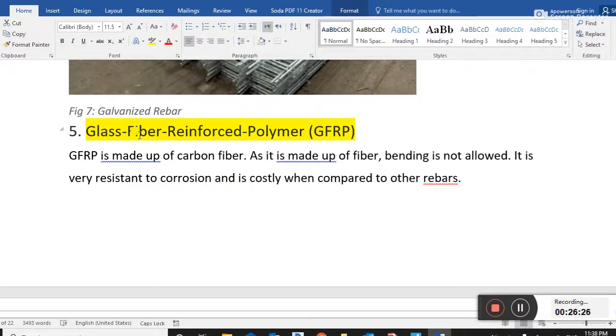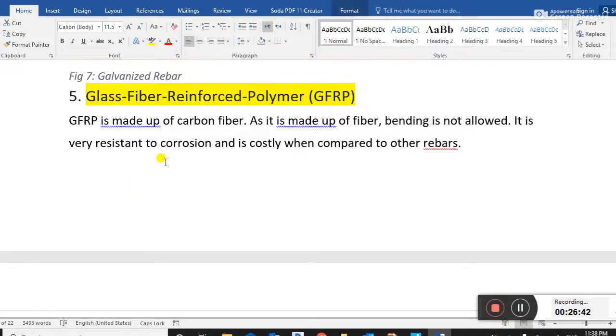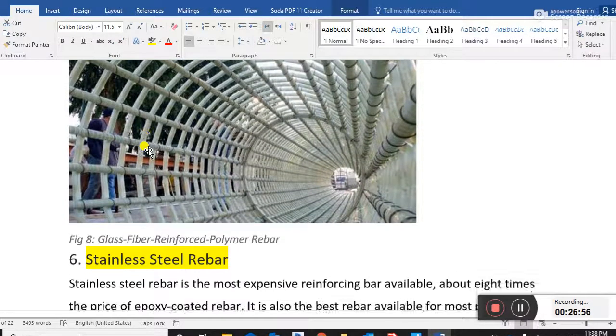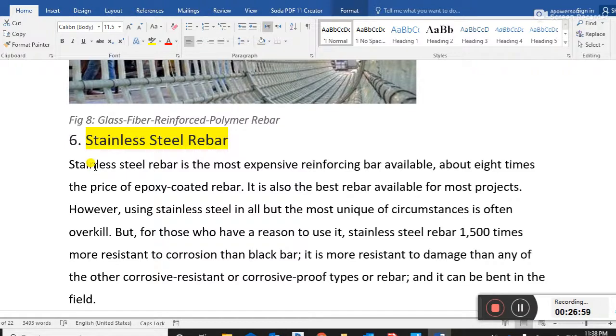Guys, glass fiber reinforced polymer. GFRP, glass fiber reinforced polymer, is made of fiber. As it is made of fiber, bending it is not allowed. It is very resistant to corrosion and costly when compared to other rebars. Guys, this is the glass fiber reinforced polymer rebar. Guys, stainless steel rebars.